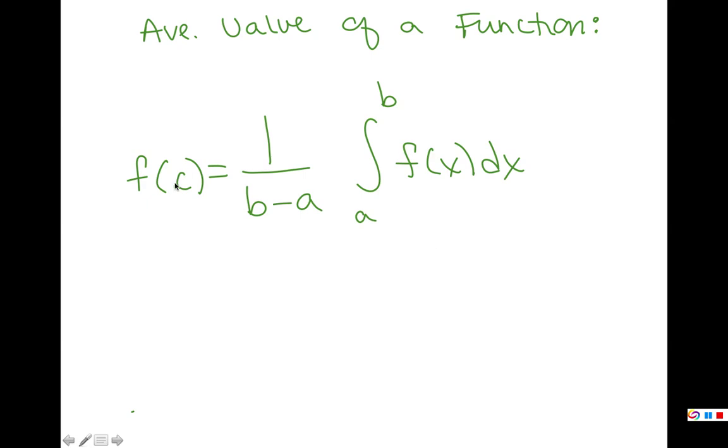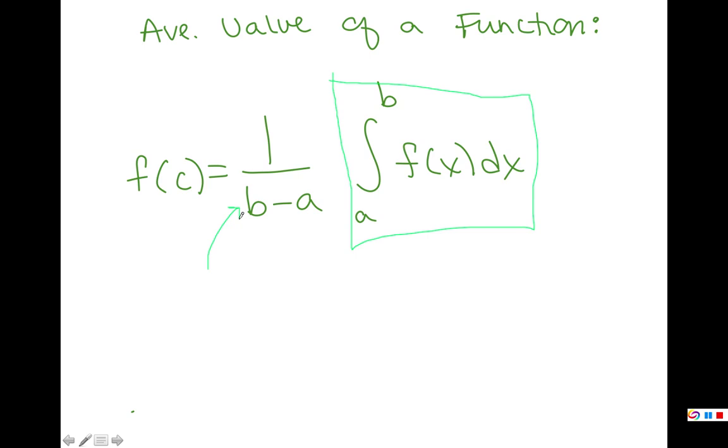Another way of thinking about this, when you're finding an average, we know averages, we have to add up a bunch of numbers, and then we divide by the number of numbers. So you can think of the integral, in a sense, as doing the adding part, adding up a bunch of function values, and then we're dividing by the length of the interval to give us an average value.